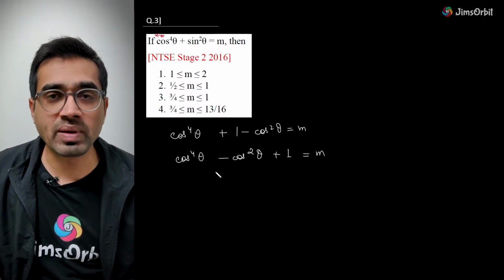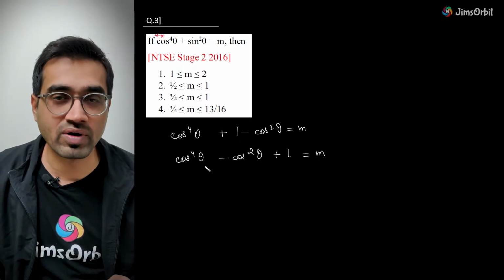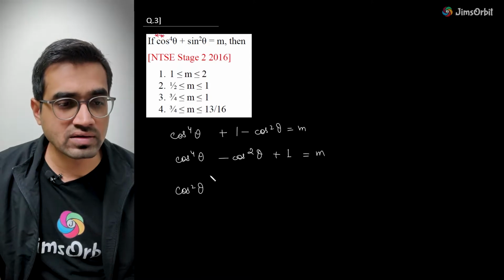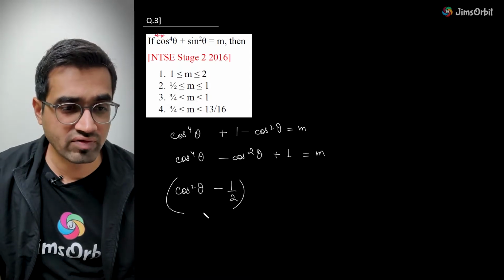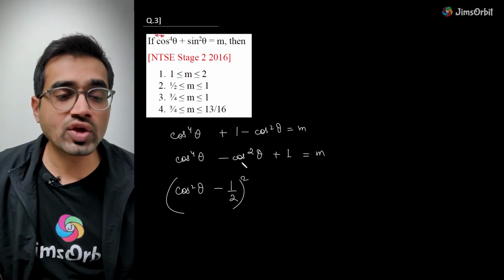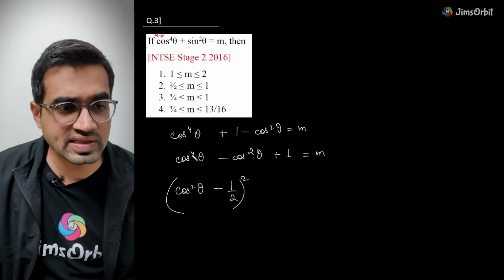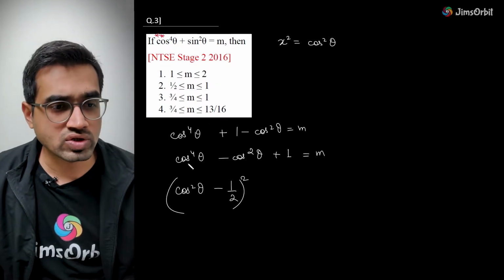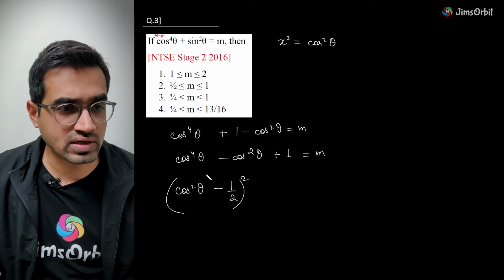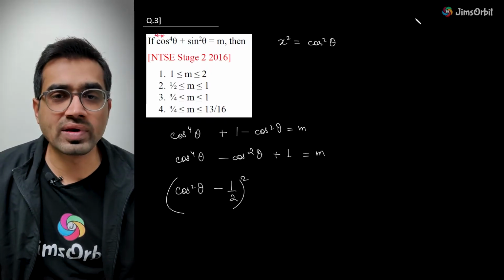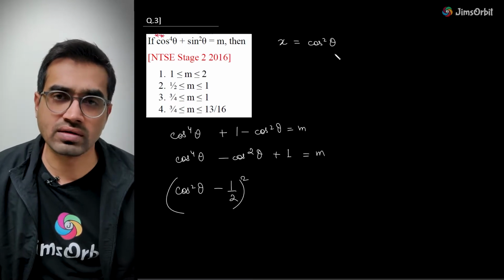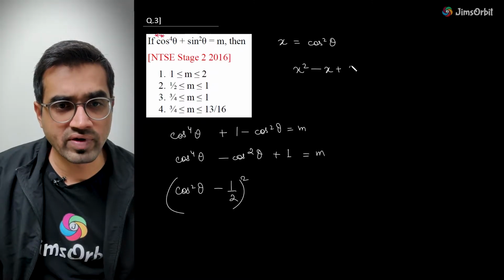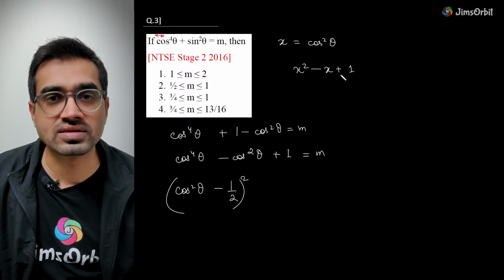Now, if you have seen my older videos on making a perfect square, this can be written easily in the form of cos square theta, obviously a minus b, where b is half. Why is it so? Because of a square. Consider x as cos square theta. So this will be x square, this will be x, and this will be 1. I hope you remember how to make this a perfect square.